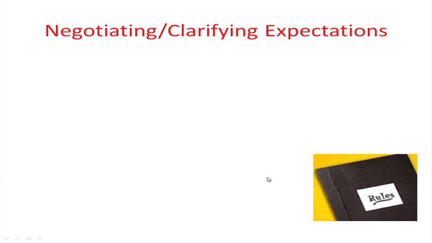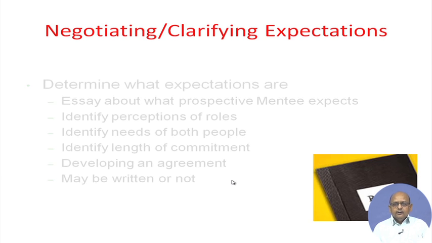The second point is negotiating and clarifying expectations. So, you frame certain rules of behavior, that is very important when I am talking about negotiations. You negotiate norms and values and how this relationship is to be carried out, and what we expect from each other in the relationship.